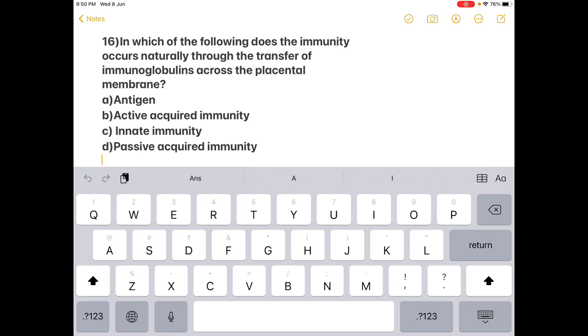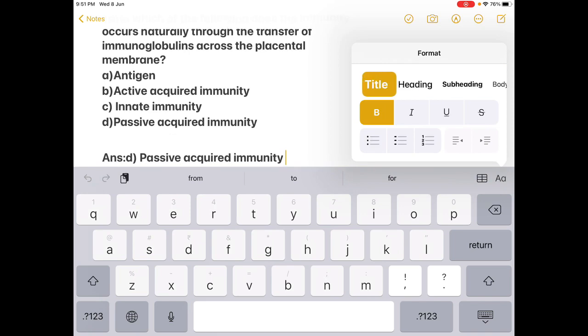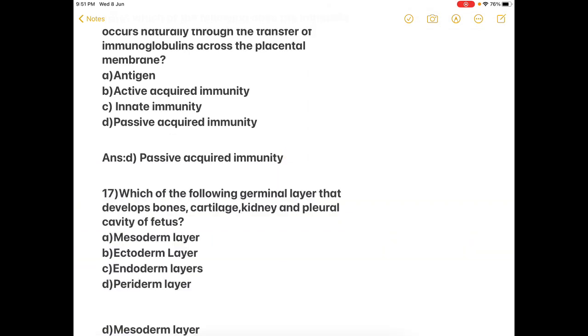Next question. In which of the following does immunity occur naturally through the transfer of immunoglobulins across the placental membrane? Option A antigen, option B active acquired immunity, option C innate immunity, option D passive acquired immunity. Immunity is a very commonly asked question. It's a favorite question of almost all examiners. So before writing any questions, kindly read in detail about immunity. Correct answer here is D, passive acquired immunity.